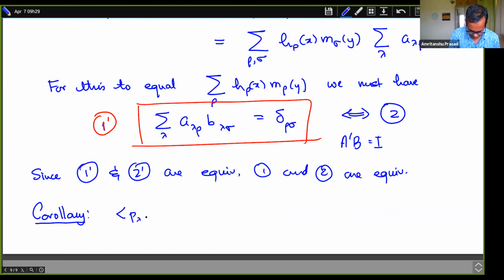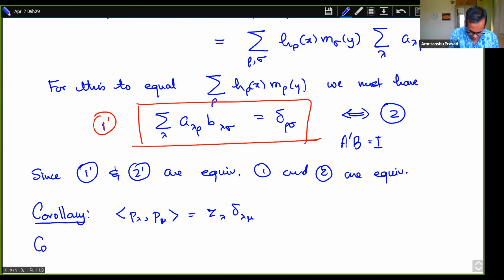and now an immediate corollary is that P lambda P mu is Z lambda delta lambda mu, as I said, because P lambda and 1 over Z lambda P lambda are dual bases. And so from this you can conclude that we have an orthogonal basis, and from this we can conclude that this inner product is symmetric, and on each graded piece which is finite dimensional, it is positive definite.